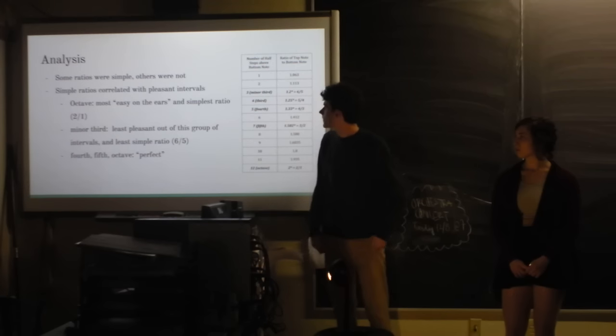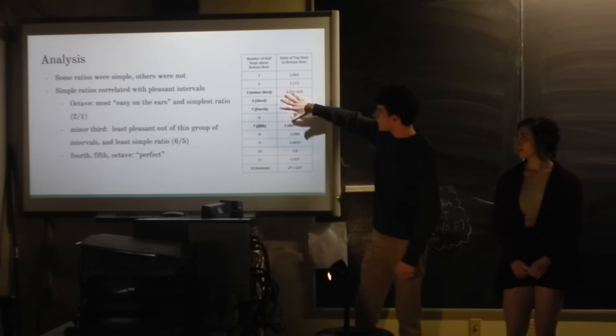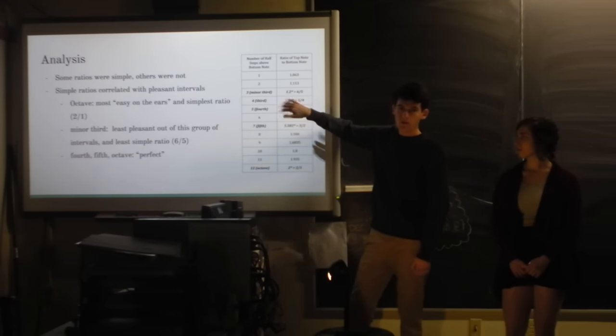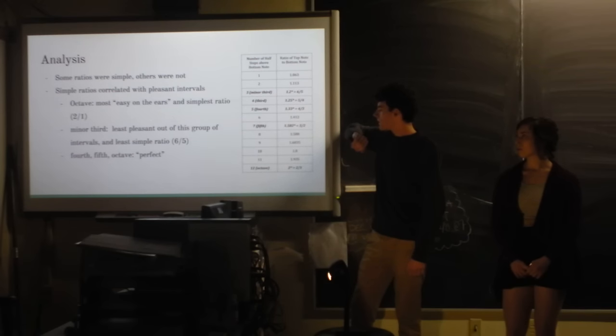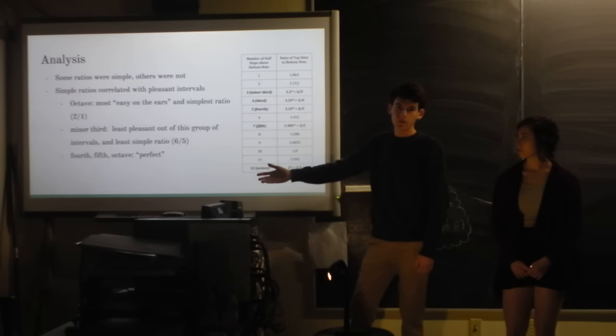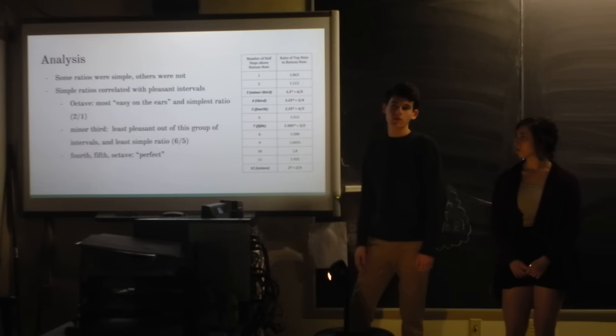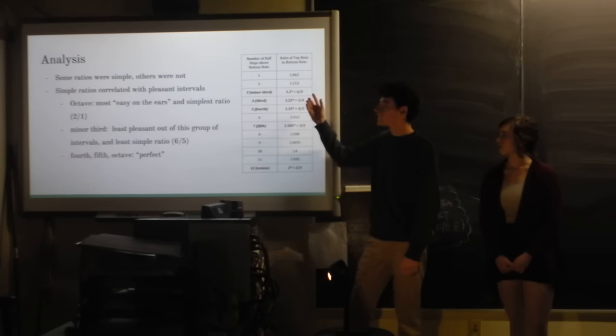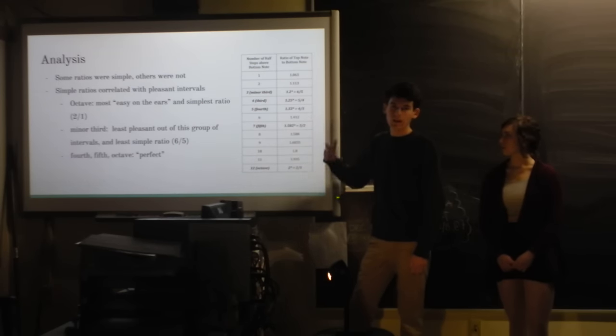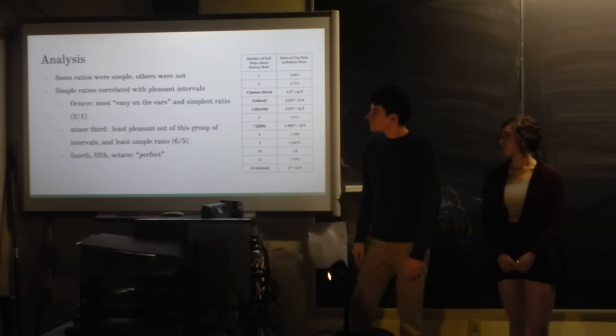And then we said these 5 intervals had the simplest ratios, and the most pleasant interval was the octave, which had the simplest ratio among them. A minor third had the least simple ratio out of this group, and it also happened to be the least pleasant sounding interval out of this group. But it sounds more pleasant than like 11 half steps and stuff. So yeah.